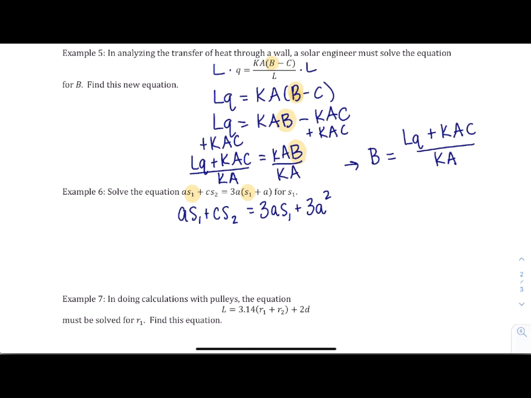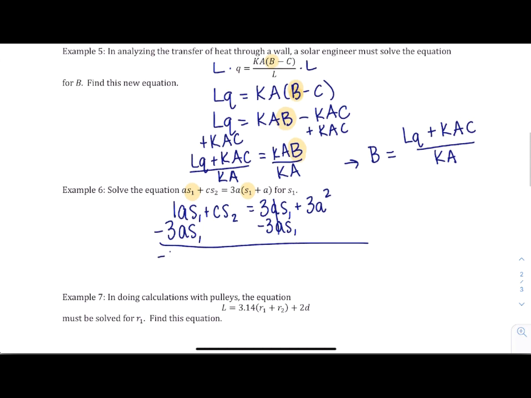Since we have an AS1 and a 3AS1, what I can do here is combine these because they actually are the same terms. The variable is AS1 for both of those terms. So when I have essentially one AS1 and I subtract 3AS1, that gives me negative 2AS1. I bring down the positive CS2 and I bring down the 3A squared. I'm trying to isolate the S1, but I've at least got it into one term right now.